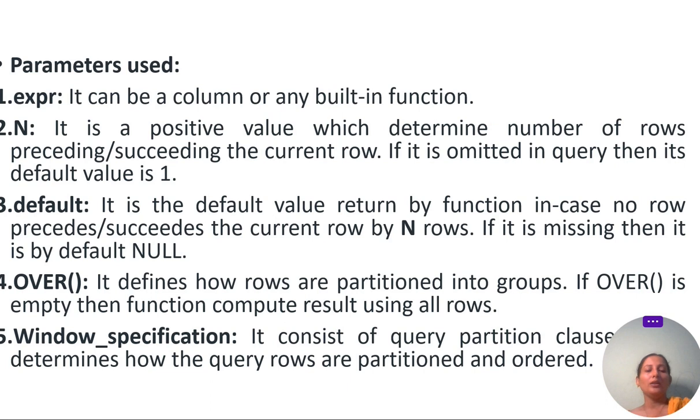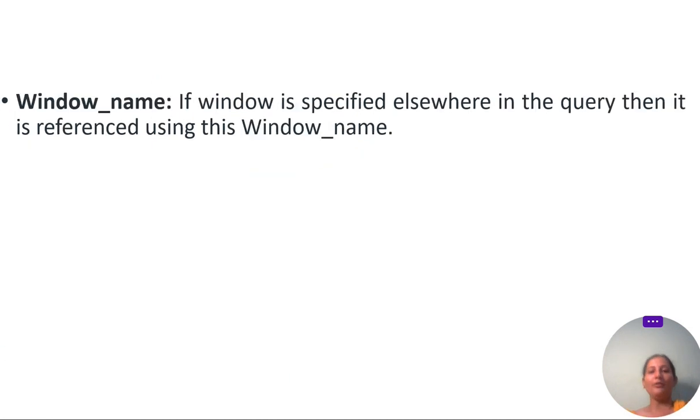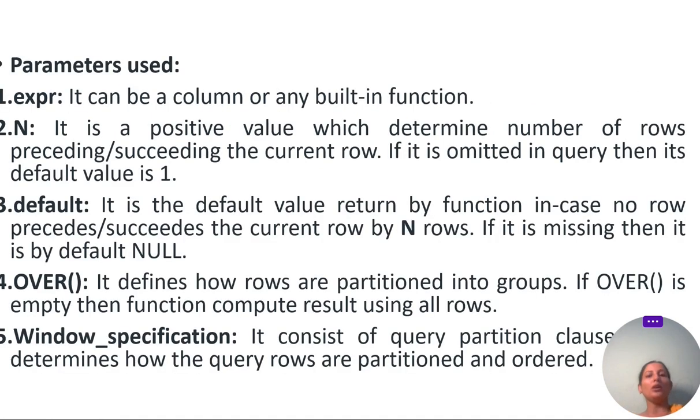Now we will talk about the parameters we have used. Number one, expression. It can be a column or any built-in function we want to fetch. And n is a positive value which determines the number of rows preceding or succeeding the current row. If it is omitted in the query, then its default value is 1. Means if we want preceding or succeeding by 1, then we don't need to mention it.